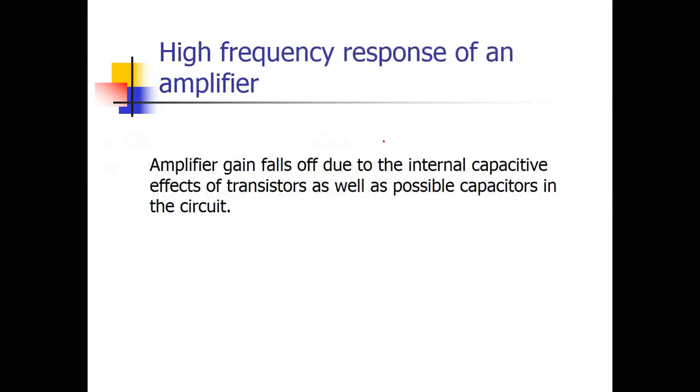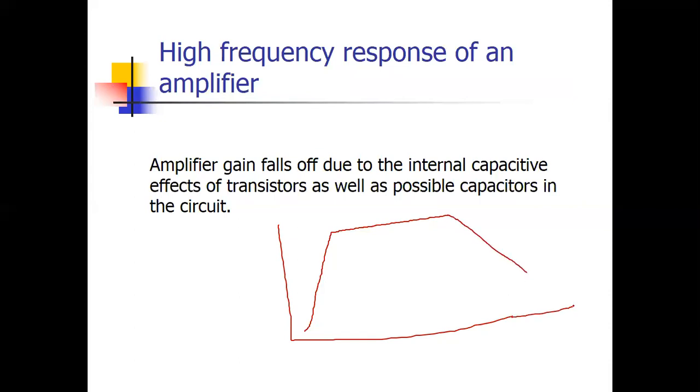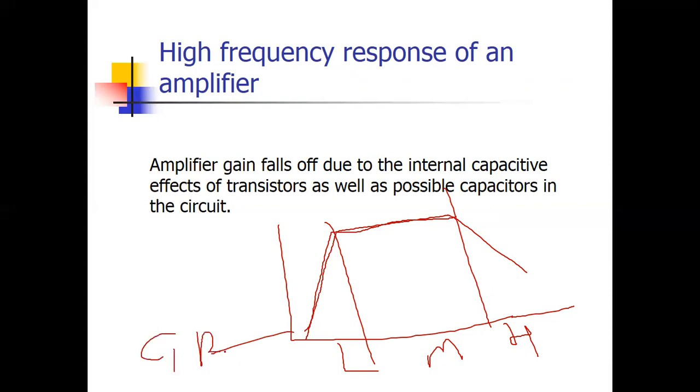Now, if you remember, the effect of coupling and bypass capacitance on the frequency response is like this, in CE and CS amplifiers. There are three ranges of frequency: low frequency range, mid frequency range, and high frequency range. The mid frequency range gain is constant. There is no effect of coupling and bypass capacitance or transistor internal capacitance. But at low frequency, gain falls due to coupling and bypass capacitance, and at high frequency, gain falls due to internal or transistor capacitance.